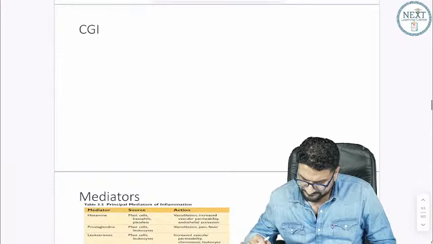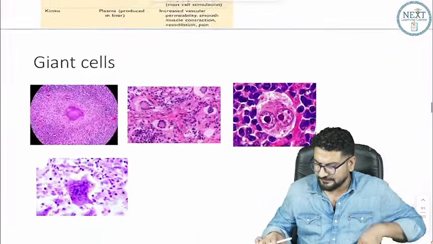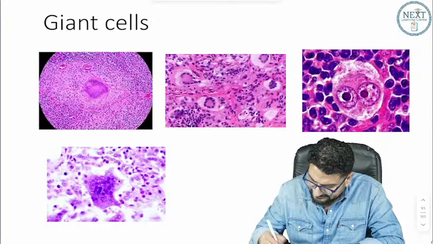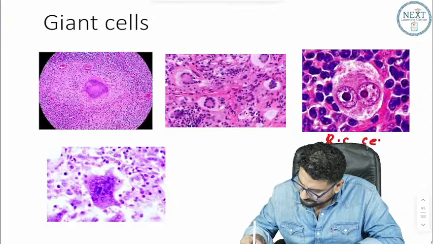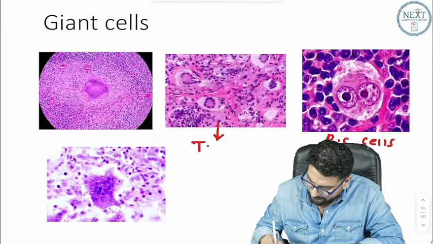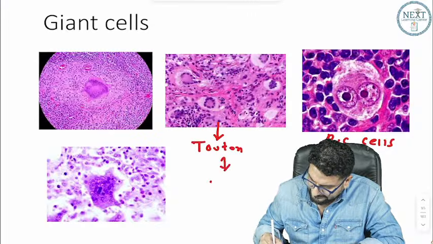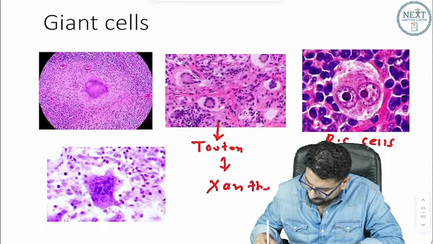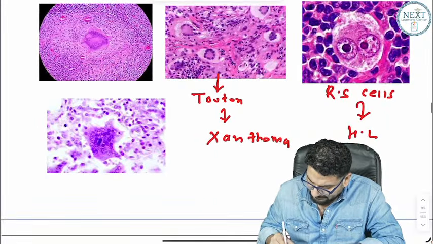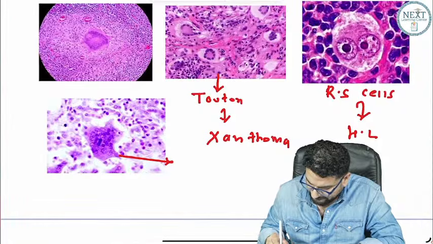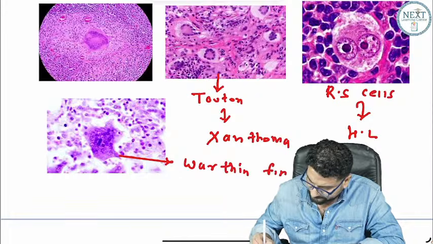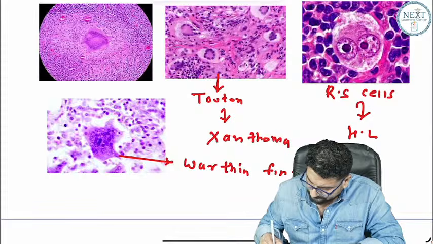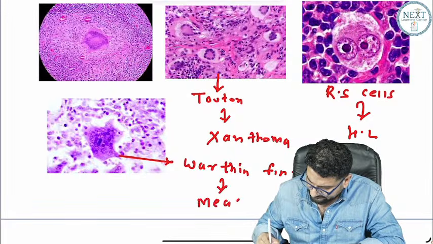Okay, moving ahead. Now these mediators also we have discussed. Now let's talk about giant cells. You can just label these giant cells. This type of giant cell is called Reed-Sternberg giant cells. And these are seen where? In a patient of Hodgkin lymphoma. This is called Touton giant cells, and this is seen in a patient of xanthoma. This is your map-like or amoeba-like giant cells. What do we call this? We call this Warthin-Finkeldey giant cells. And this Warthin-Finkeldey is seen in measles.